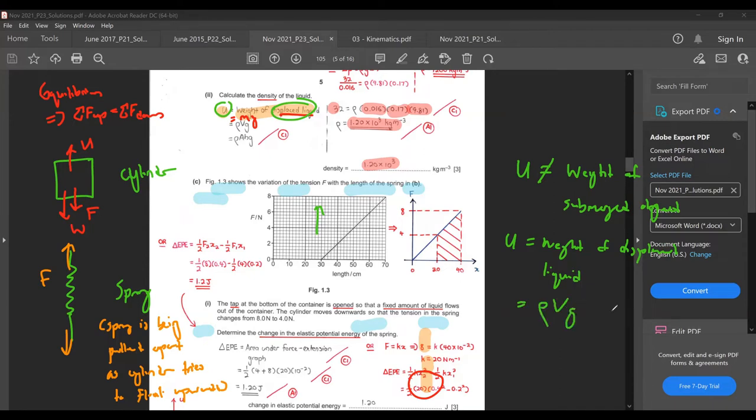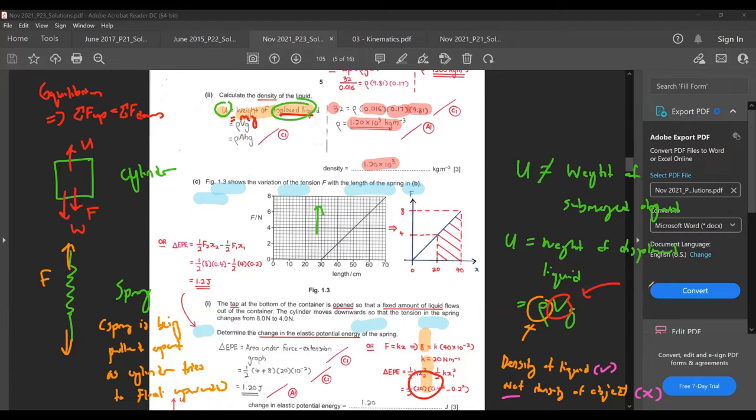This one here, there are some things to note. Rho is always the density of liquid, not density of object. I wrote x here, right? The rho here is always the density of the liquid, and it is not the density of the object.